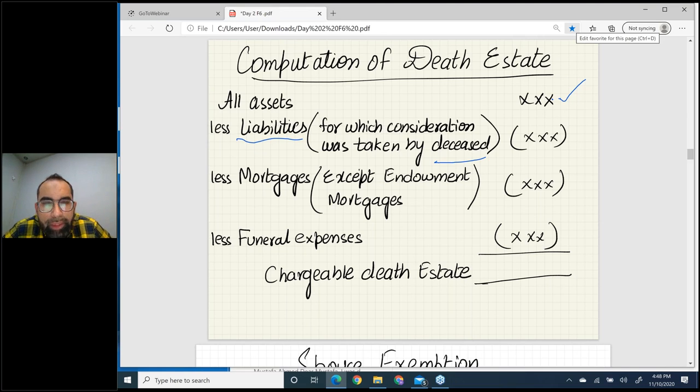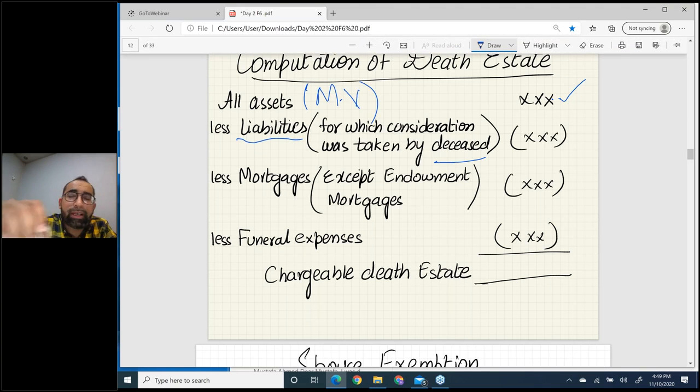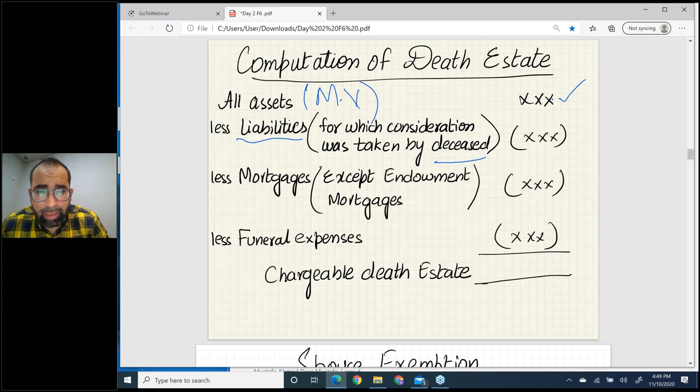One more thing which I have not written here, but you all know. I've written all assets. All assets means their market values. But there is one asset which is called life insurance proceeds.